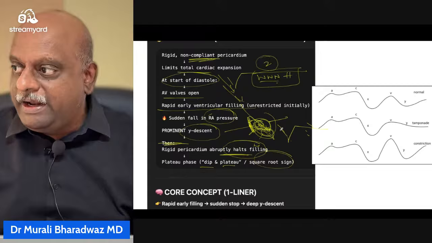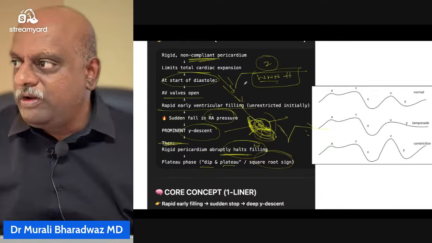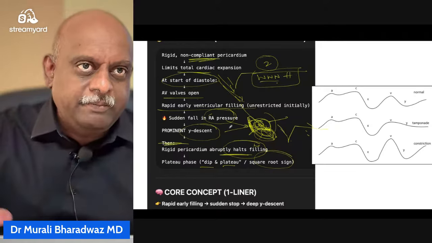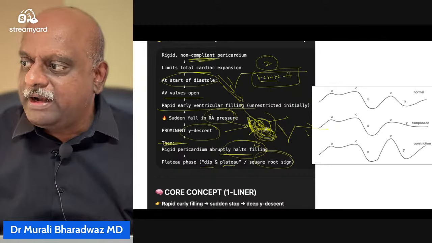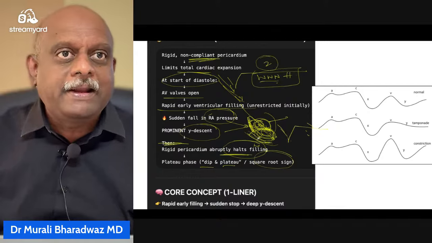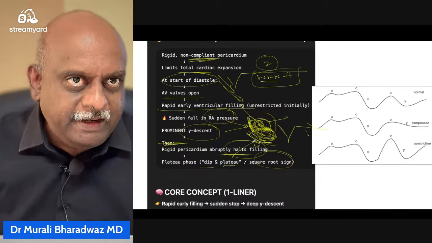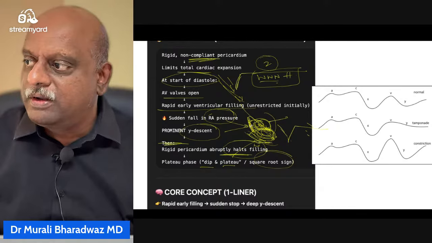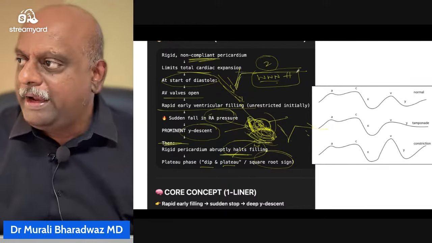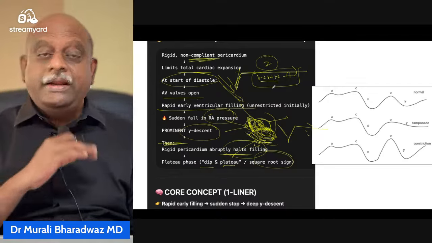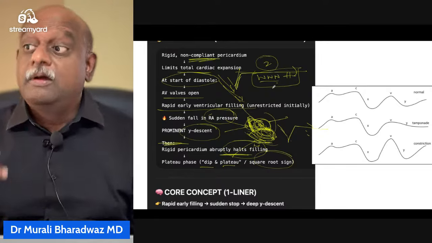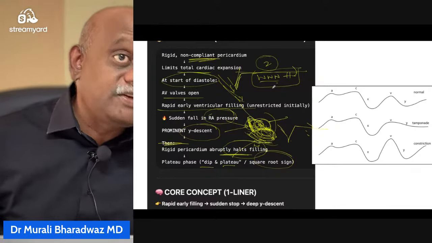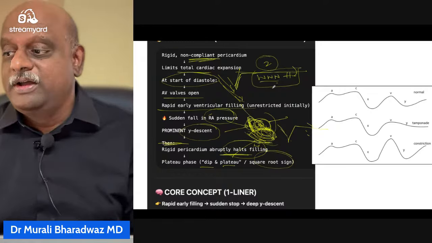At the time of early diastolic filling of the ventricle, it will fall because the stiff pericardium around the atrium is squeezing and pushing the blood. But when the ventricle is filling, the surrounding stiff pericardium will prevent it from filling any more. Then the pressure in the atrium will rise back and plateau. Square root sign, dip and plateau, prominent Y descent. These are all the features of constrictive pericarditis that you need to remember.